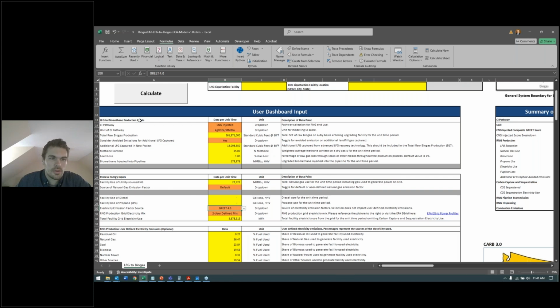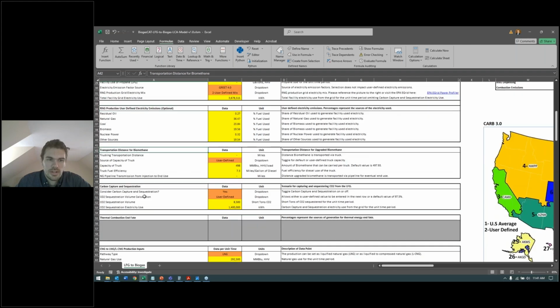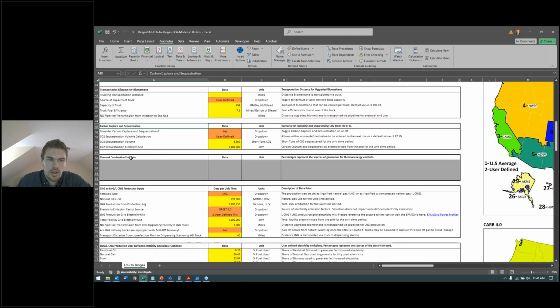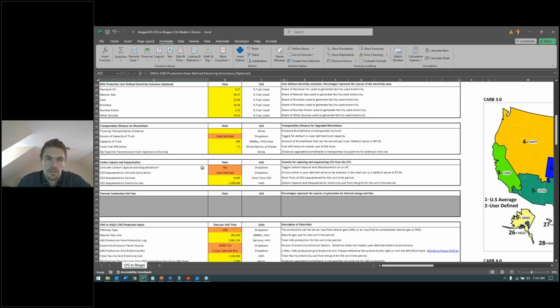So going back to a high level, again, you'll see these similar points on each of the calculators: the inputs, process energy, if you'd like user-defined electricity, transport distance, carbon capture sequestration, thermal combustion end fate. Again, you can notice that this is all grayed out because we are selected for electricity. The calculator really tries to put on guardrails so that you aren't finding information that you don't need. The CNG to LNG, LCNG production inputs, and then those user-defined electricity emissions.